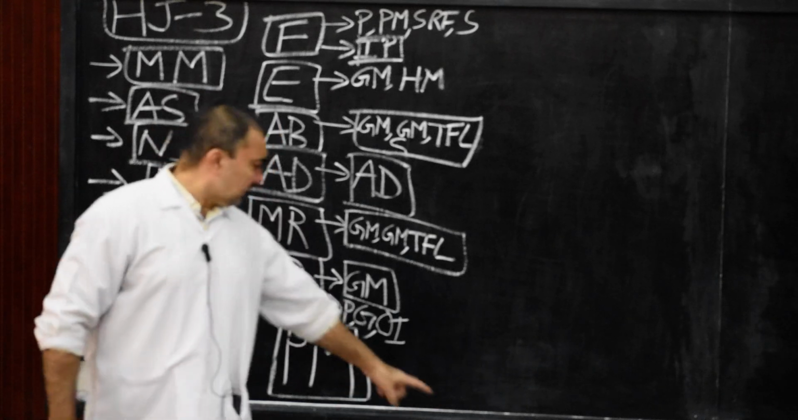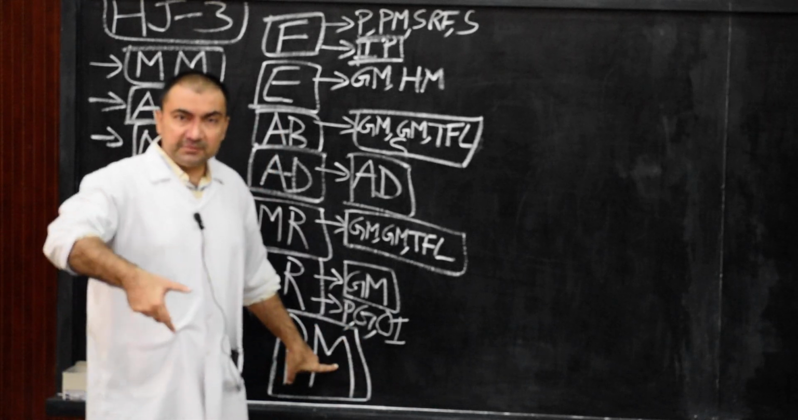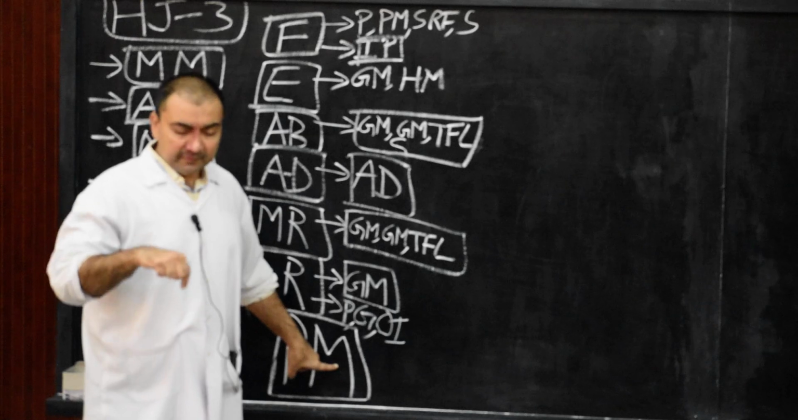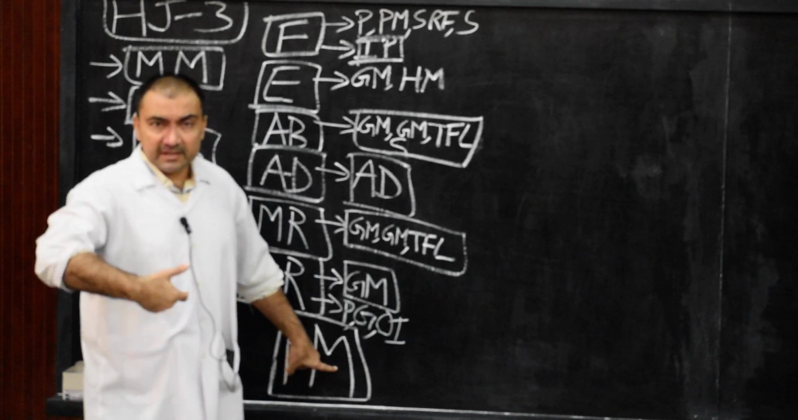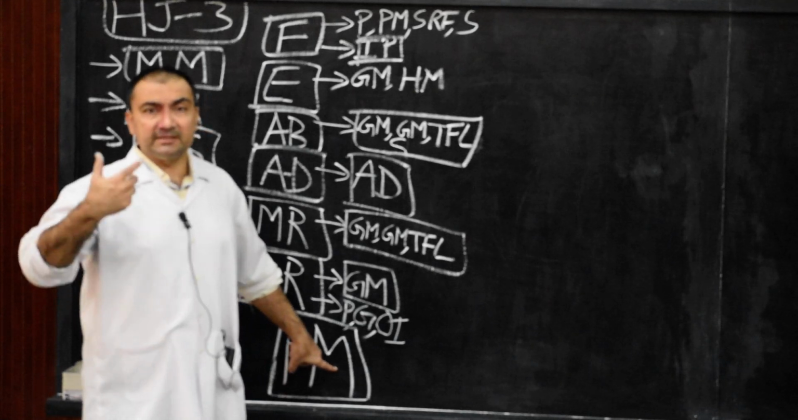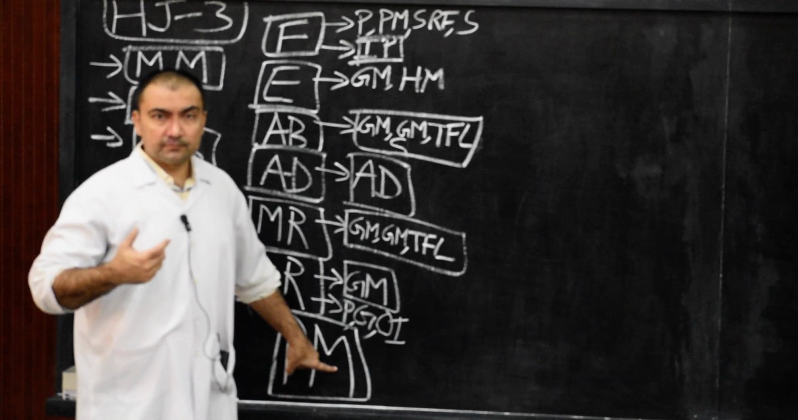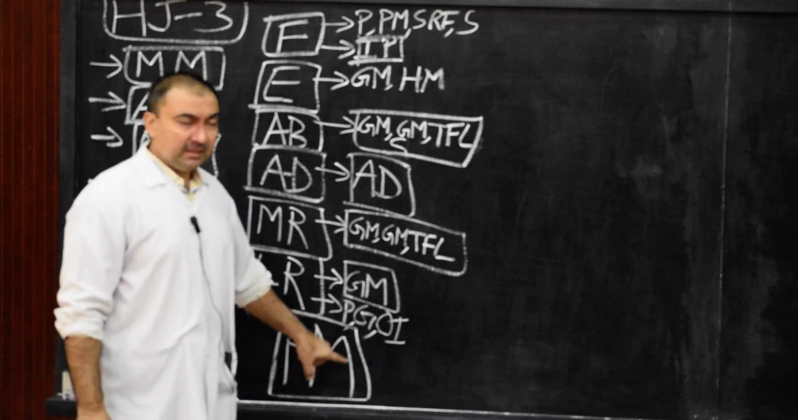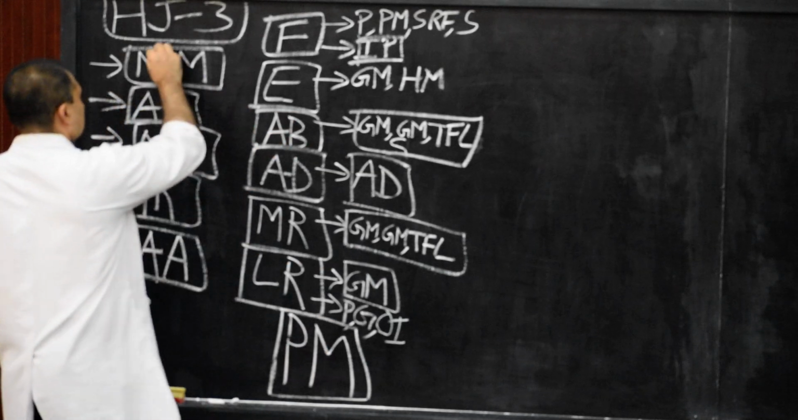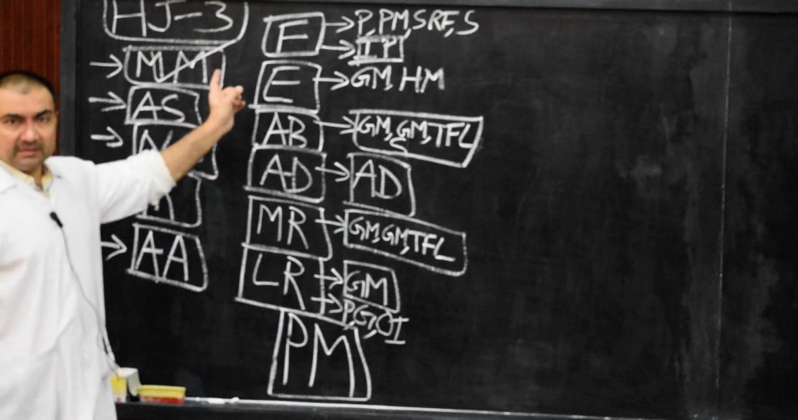Once again I repeat, psoas major muscle will produce medial rotation of the hip joint when the foot is on the ground, and the same psoas major muscle will produce lateral rotation of the hip joint when the foot is above the ground. It should be very clear. Please note down, very important one mark question answer. So here we finish our muscles which produce the movements.